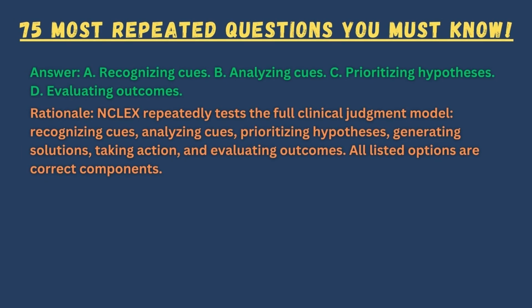Answer. A. Recognizing cues. B. Analyzing cues. C. Prioritizing hypotheses. D. Evaluating outcomes. Rationale. NCLEX repeatedly tests the full clinical judgment model. Recognizing cues, analyzing cues, prioritizing hypotheses, generating solutions, taking action, and evaluating outcomes. All listed options are correct components.